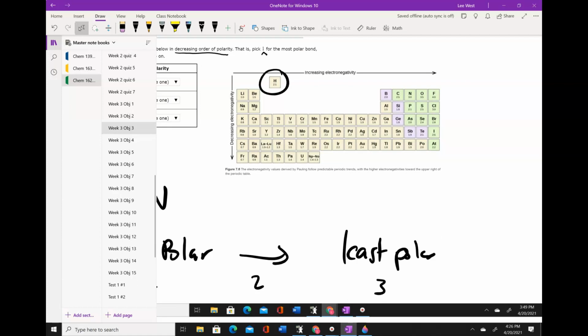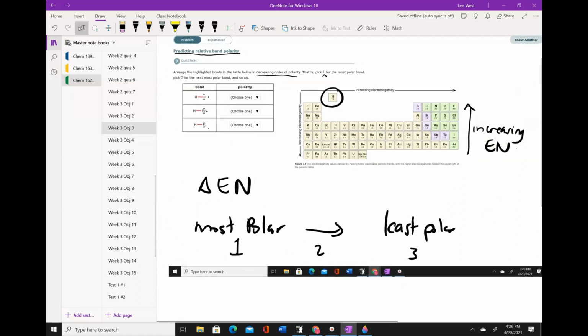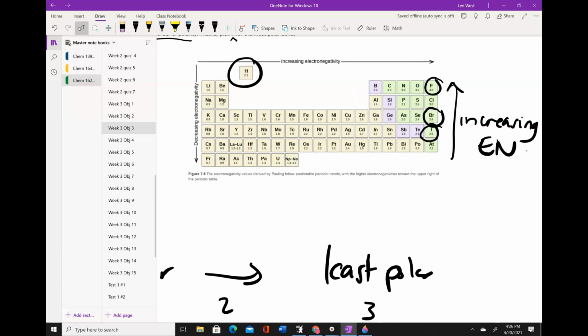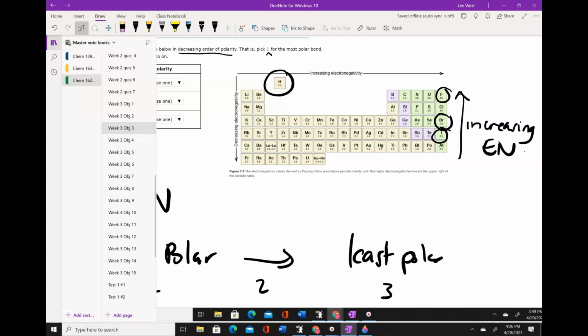What we know is as we go up a group, we get increasing electronegativity, right? So when I think about this, the one with the lowest electronegativity is going to be iodine, 2.5. And then we've got bromine, and then we've got fluorine. When we think about the differences in electronegativity, we can see that it's going to increase because the hydrogen is fixed as we go up.